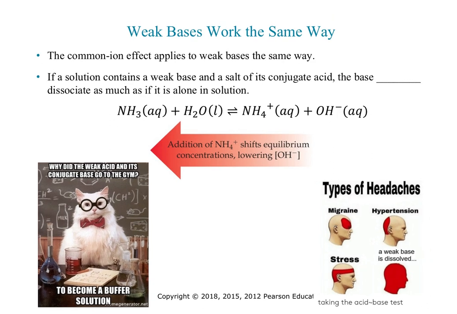Okay, weak bases work the same way. So if I have a weak base and I have a salt of its conjugate acid, then the base is going to dissociate much less. So it won't dissociate as much as it did if it was by itself. So for example, if I have ammonia and then I put like ammonium chloride or something in there, ammonium nitrate, then it's going to shift towards the reactant. So I'm going to have less hydroxide. So my pH is going to go down.